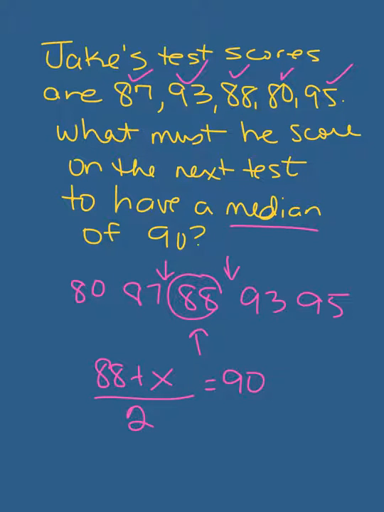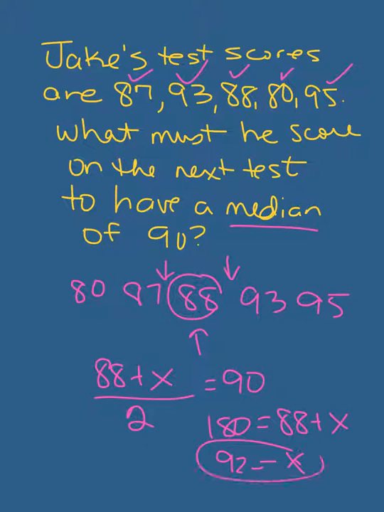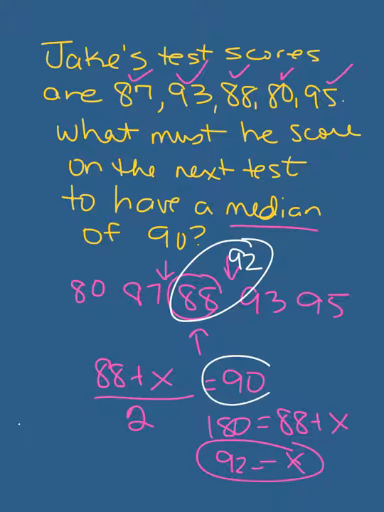Now I can cross multiply, which gives me 180 is equal to 88 plus x. Subtract the 88, and I have x is equal to 92. So let's double check that. If I make my new value 92 and slide that in here, there are my two middle numbers, 88 and 92, and that does in fact average to 90. So I know that my new score is correct, that 92 is what I need on my next test for Jake to have a median of 90.